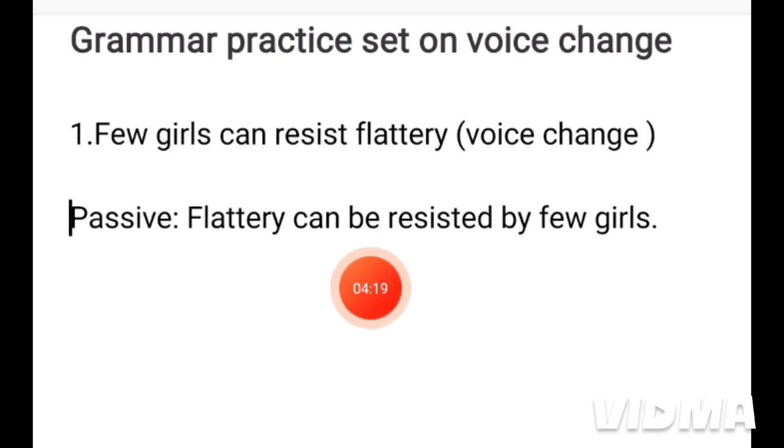And we have written a be because we know that after can or could or would, we have to use a be verb in the passive voice. So we have used here a be verb. Then we have written resisted. This word is the past participle form of the main verb resist. So we have written here resisted by few girls. Few girls is the subject, and we have written the subject in this place. So in the passive voice, the entire sentence is: flattery can be resisted by few girls.